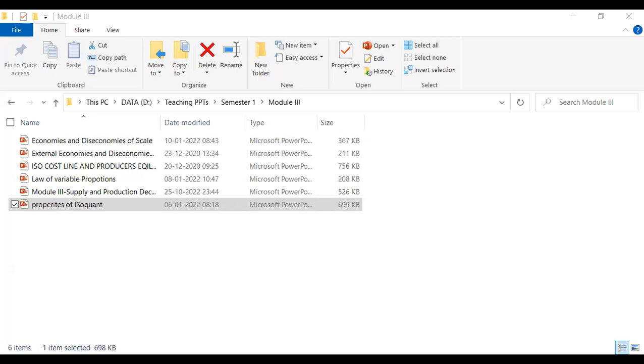Now, what are the properties of isoquant? Please take down these points. Each point carries 2 marks. Isoquant is downward sloping. Isoquant is convex to the origin. Isoquants do not intersect each other. Isoquants do not touch either axis. Take down these points, I will wait. What are the features of isoquant?